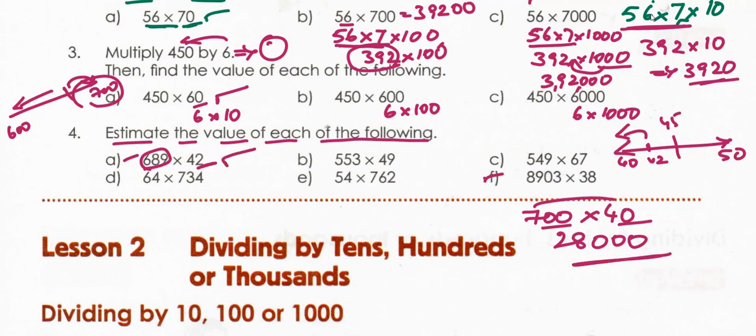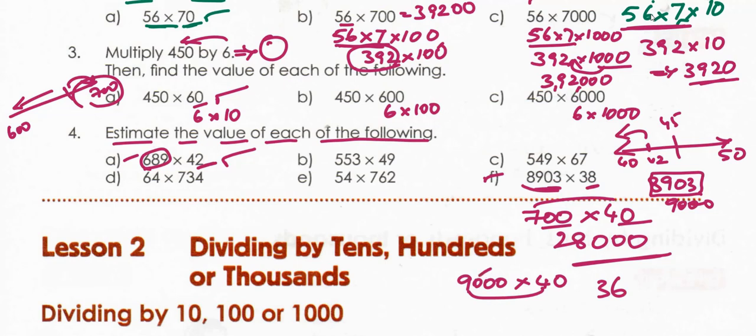You just change this value to its nearest estimation value and then do it. Similarly, you have 8903 here. 8903 is closer to 9000. I'll take it as 9000 into 38, which is closer to 40. 9 fours are how much? 36. How many zeros are there? 1, 2, 3, 4. Keep 4 zeros. This is your answer. You do the other problems.